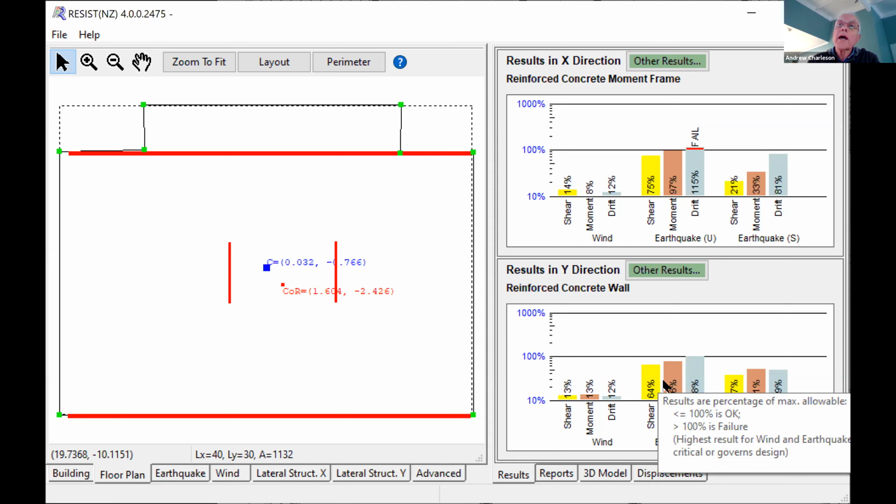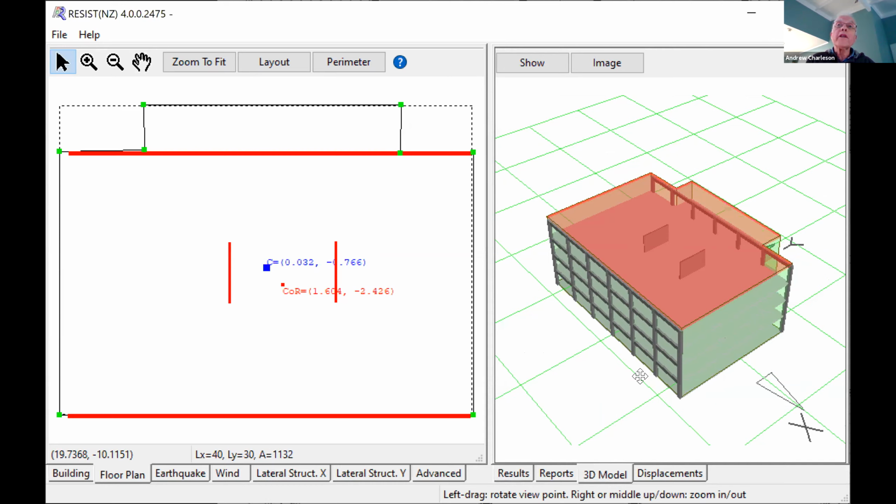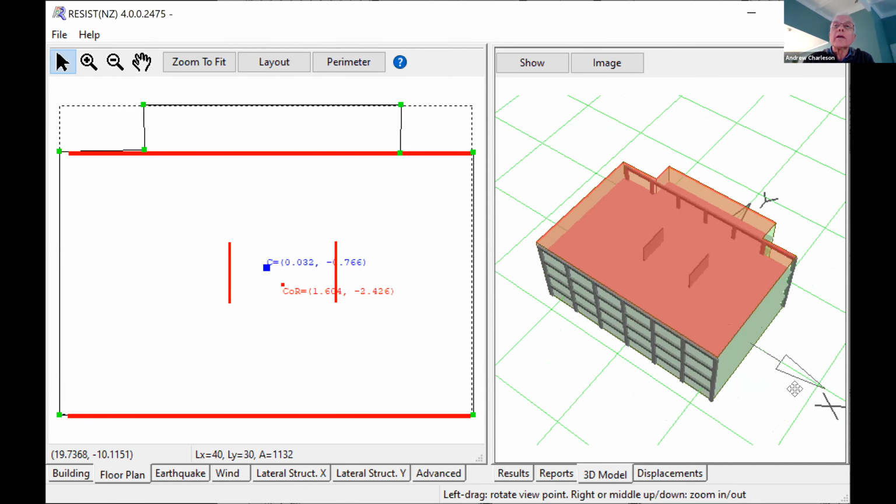All our results are less than 100%. They're very close to 100%. And that tells us our design is very economical. And so there, I finished the design of the clinic using shear walls in the Y direction, 6 meters long, I think, and 2 moment frames in the X direction.